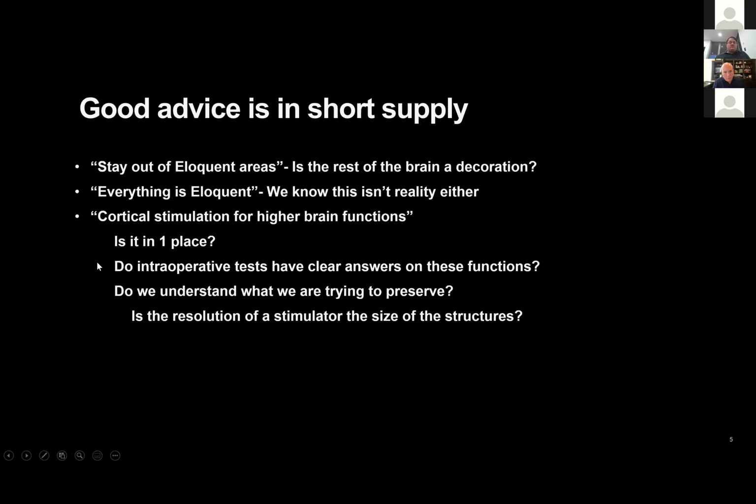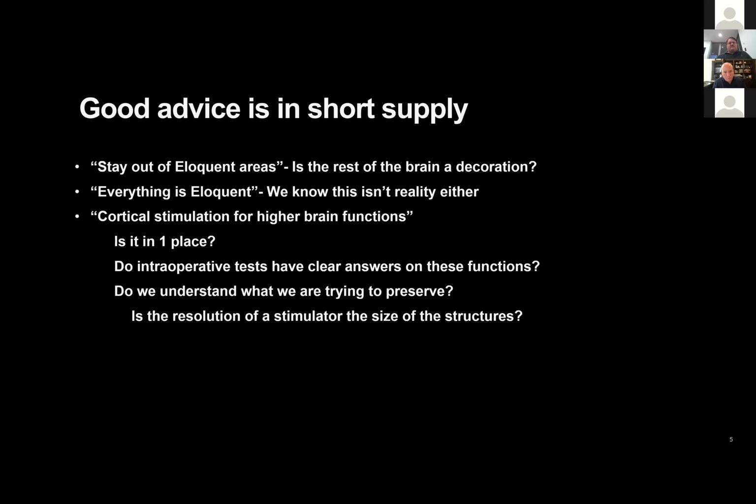The simple thing of staying out of the eloquent areas is good advice. I mean, you shouldn't cut into the motor cortex if you can avoid it. We know that that deficit's pretty predictable. But the problem is we know that that doesn't explain everything. We know that there's no way that the entire frontal lobe is carte blanche, not doing anything, just there to decorate the head. It evolved for a reason. It's just that it has some redundancy and it tolerates some things. And so that's not something we can really justify in 2021 knowing what we know about how the brain works.